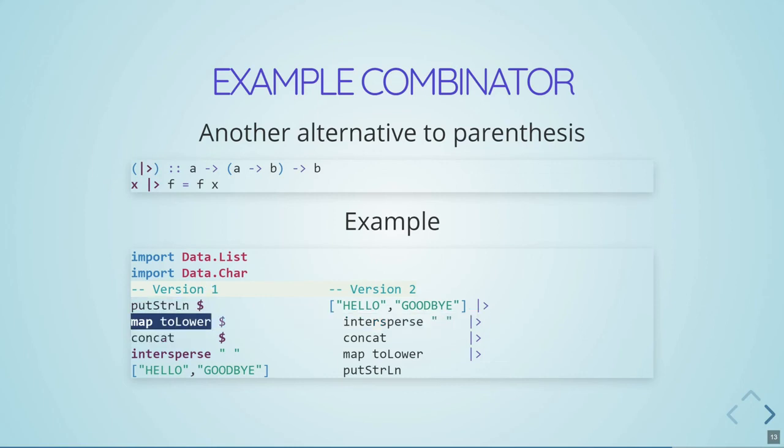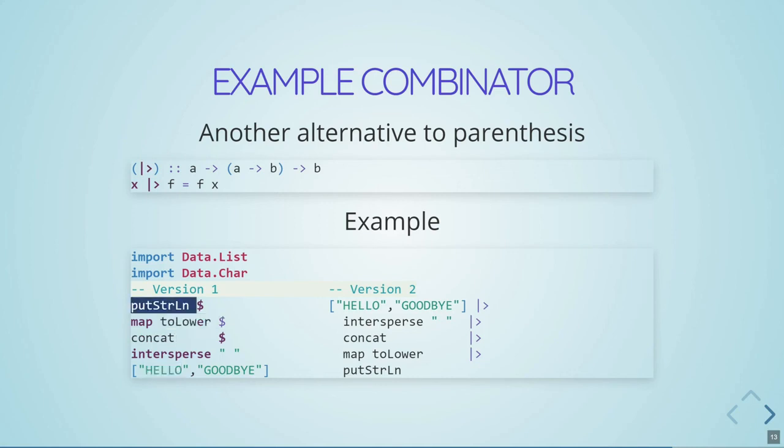So to look at an example of this, let's say we had a function that's going to print the map of toLower of the concatenation of interspersing this list with spaces. So it's like we take this list, we put spaces in between each thing, okay? And then we concatenate it, we put it all together into one thing, and then we map everything, we turn everything into lowercase, and then we print.